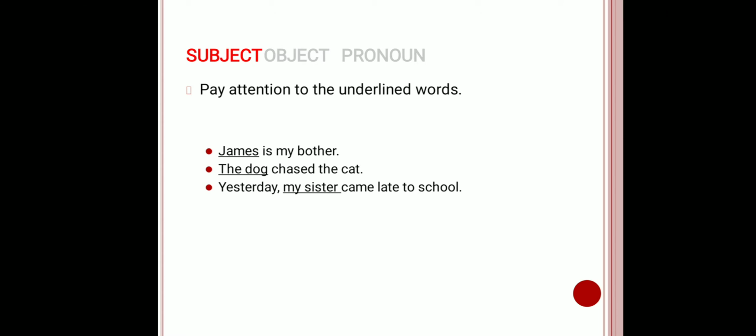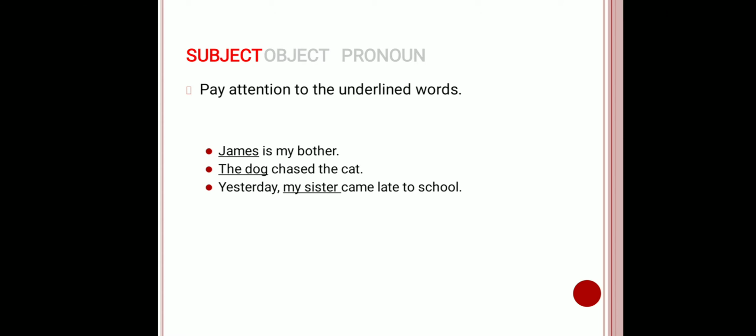Let's see another example. The dog chased the cat. So the dog is the subject of the sentence because I always start the sentence in English with the subject. The dog here is a subject because it comes at the beginning of the sentence and it should be before the verb. The dog chased the cat.